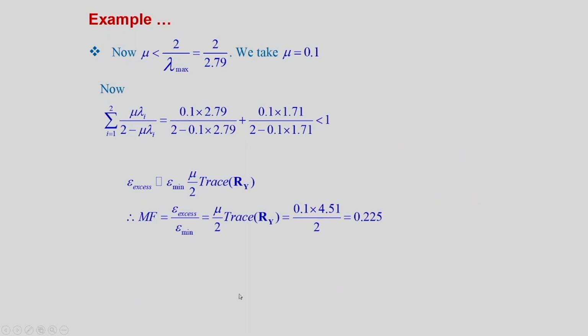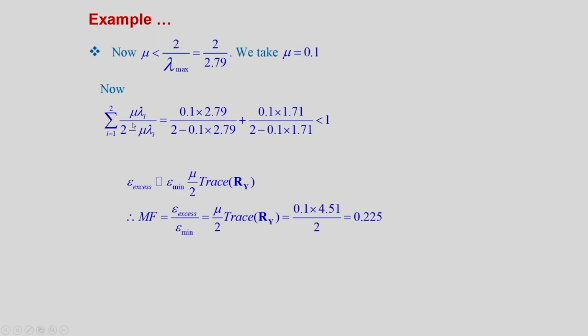Mu should be less than 2 by lambda max, that is, less than 2 by 2.79. We choose mu to be small for excess mean square error. So, we take mu equal to 0.01. This is less than this quantity.